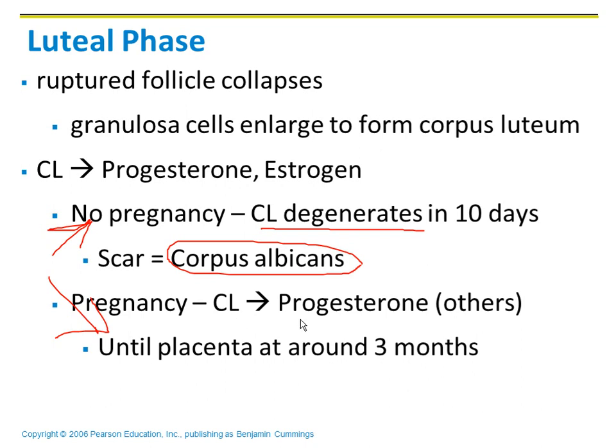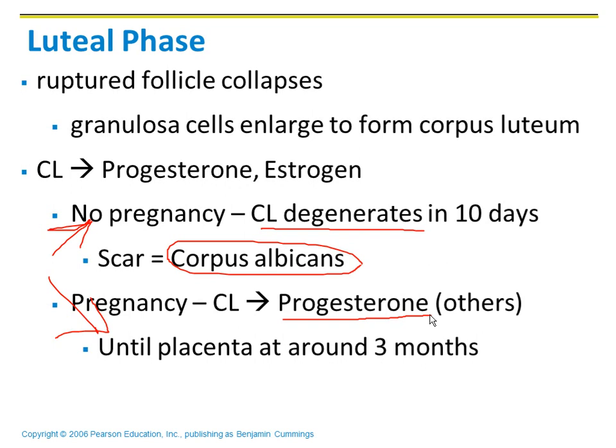If pregnancy does occur, the corpus luteum continues to secrete progesterone and several other hormones as well. It'll continue to make some estrogen. It also starts to make a hormone called HCG. You don't have to write it down. HCG is human chorionic gonadotropin. HCG is the hormone that the pregnancy test tests for.